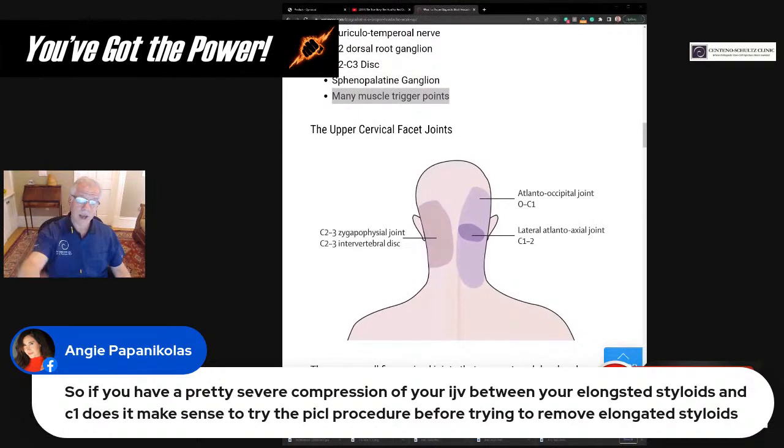Now, the corollary to that rule could be that you could be getting intermittent compression of the IJV and other structures, and that may be causing problems, in which case, obviously, we'd want to do the least invasive thing, which would be treating those upper neck ligaments through injection. And if that didn't work, you could always get the styloid removed, but removing the styloid is dramatically more invasive than doing a PICL procedure. So you wouldn't want to start with a more invasive procedure because that's just a prescription for exposing yourself to more risk than you need to.